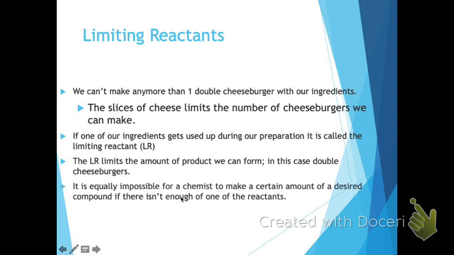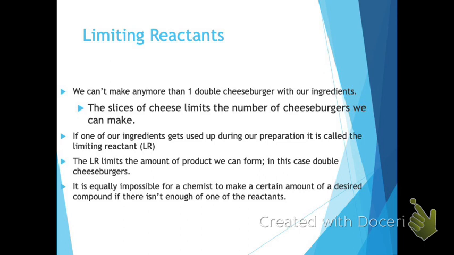It's equally impossible for a chemist to make a certain amount of product if there isn't enough of the reactants. So let's say that our chemical reaction calls for 4 moles of something, but we only start with 3 moles of something. That means I can only make 3/4 of my product. Do you see the relationship there? Let's say that the recipe or the reaction calls for 6 moles of something, but I only start with 3 moles of it, which means I can only make half of the amount of product my recipe or my equation calls for.